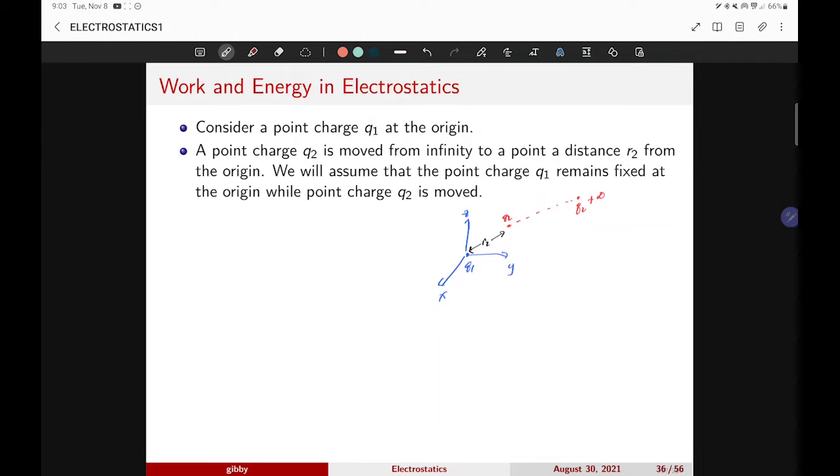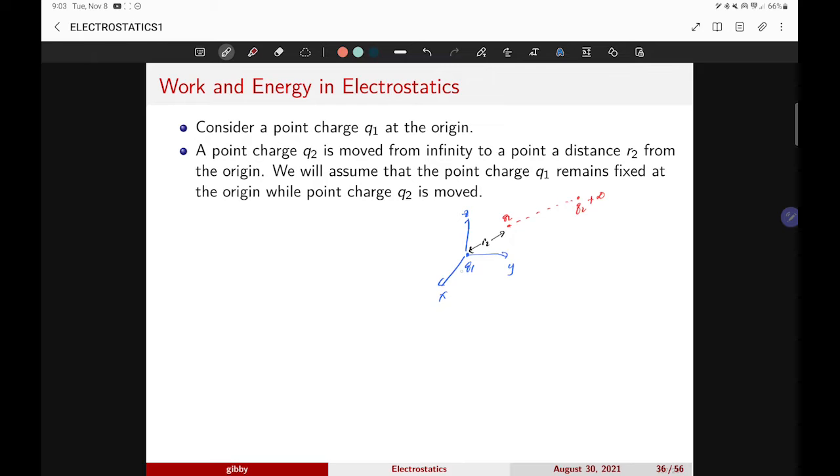R2. So that's the distance of R2. We will assume that the point charge Q1 remains fixed at the origin while the point charge Q2 is moved. So Q1 does not move. We can calculate the force exerted by Q1 on Q2 since both are positive.